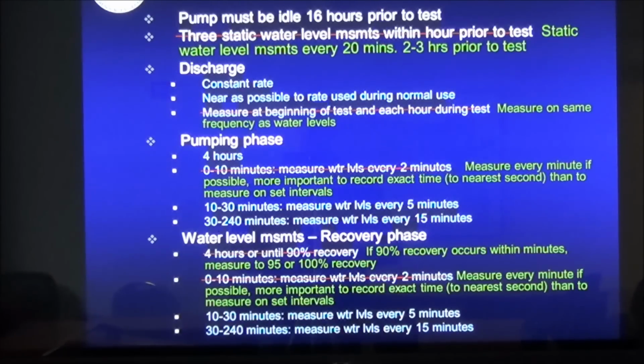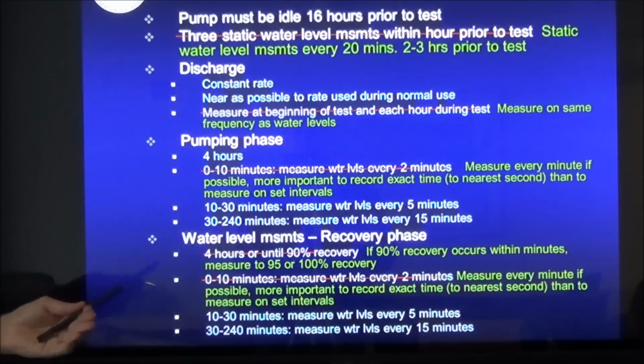And it's more important, especially early on, to record the exact time that you get the measurement and not to the nearest minute or something like that. So if you're trying to get a water level at 2 minutes and you can't, and it's not until 2 minutes and 30 seconds, note that. It's better to have that, to get it at 2 minutes and 30 seconds, than to say that that measurement was actually at 2 minutes. It kind of messes up the data in that way.